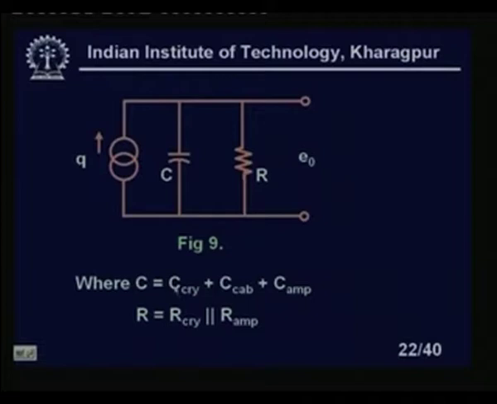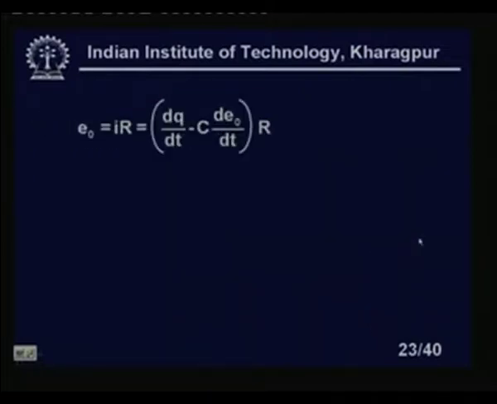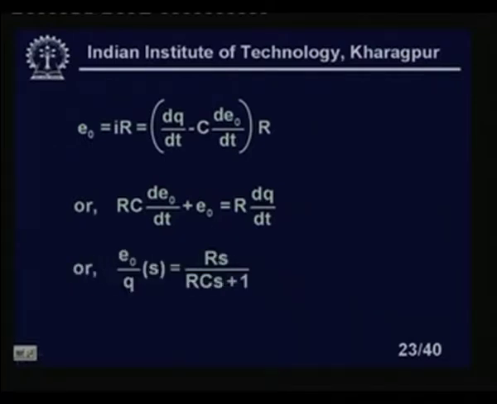So, C is equal to C crystal plus C cable capacitance plus C amplifier, all in parallel. Since they are in parallel, all the capacitance values will be added, and R is the R crystal resistance in parallel with the amplifier resistance. So, E naught I can obviously write as small i into R, equal to dq by dt minus C dE naught by dt, whole multiplied by R. Or RC dE naught by dt plus E naught equal to R dq by dt. So, E naught by Q, because Q is the input, we assume that Q is generated, and what is the output, so let us look.